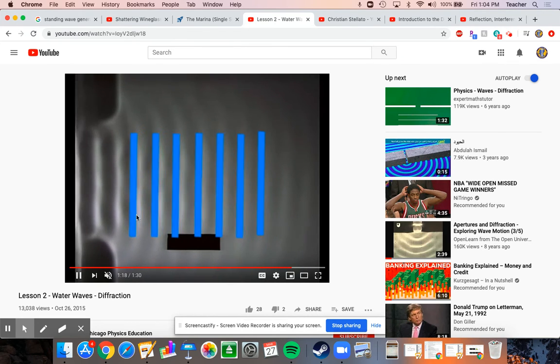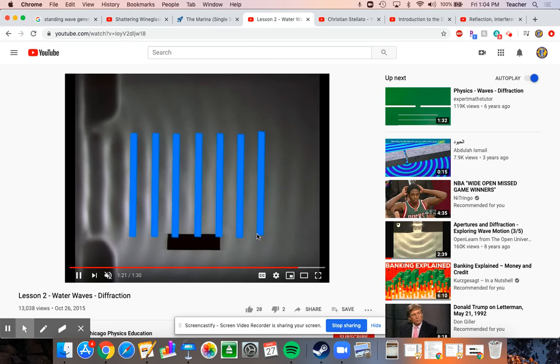If the aperture or the opening is big enough, bigger than the wavelength, you won't really see any diffraction. And here, if we look at our waves, they don't really diffract at all. They continue just in this normal straight line path.